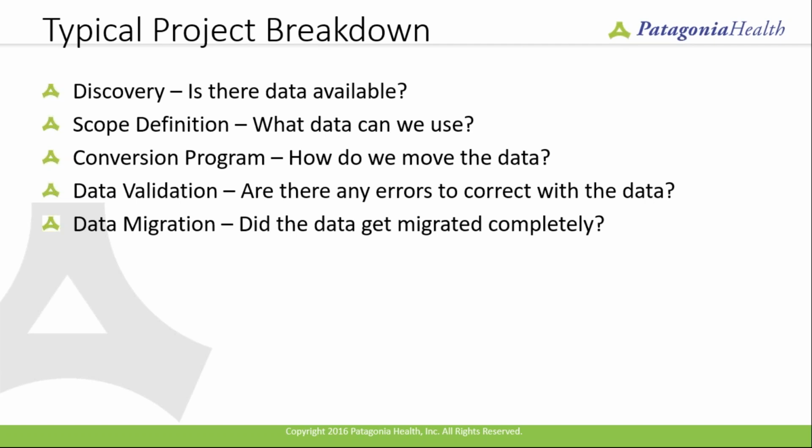Is there data available to discover? That's our discovery phase. Scoping, defining the scope: what data can we use of that data that we find? And then there's conversion programming. How do we move that data? Then validating the data. Are there any errors to correct within the data conversion? And then ultimately the data migration. Did the data get migrated correctly and completely? So let's go through each of these steps one at a time.